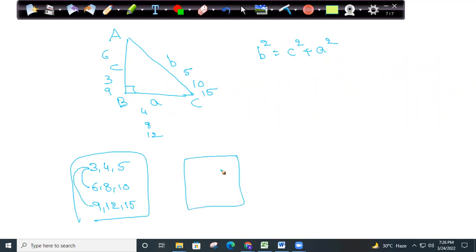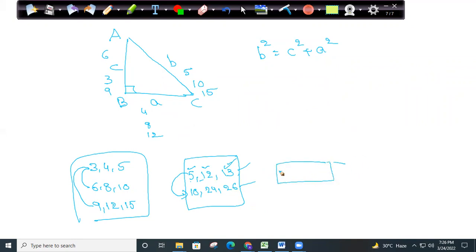The other group is 5, 12, 13, 10, 24, 26. You double this, you get this. 5, 12, 13 is a triplet: 5 square plus 12 square is 13 square. Always advisable. In the exam, we get 12, 5. Again, you should not waste time doing 12 square plus 5 square, 169 under root. Immediately the other side of the triangle is 13.